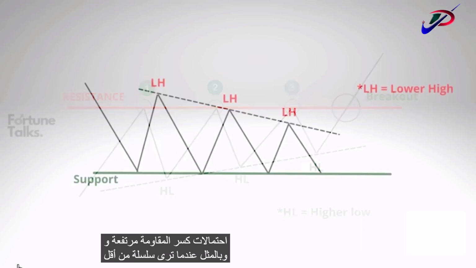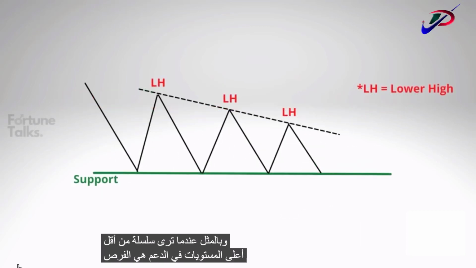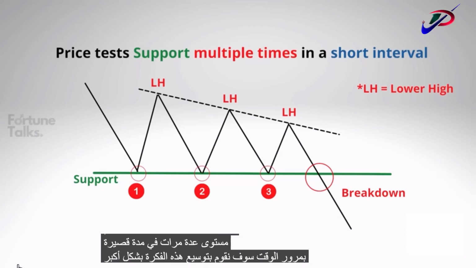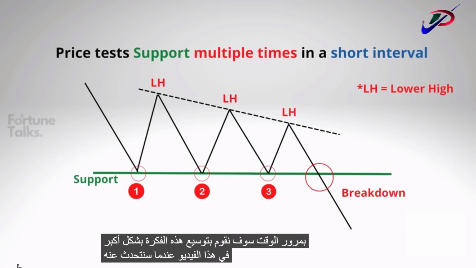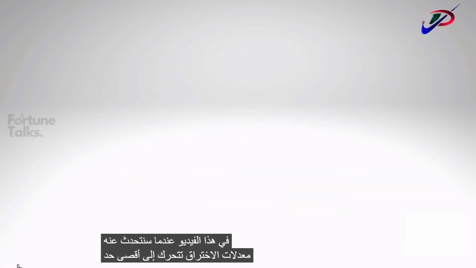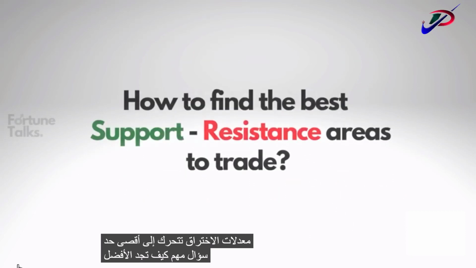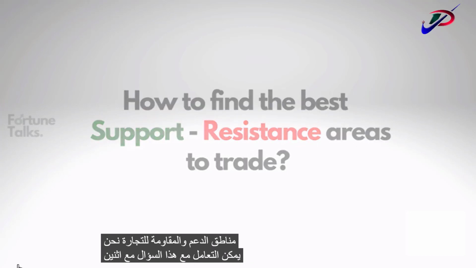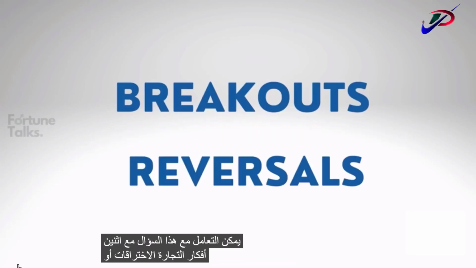And likewise, when you see a series of lower highs into the support, the chances are the support level is going to break. This is because the prices hit the support level multiple times in a short duration of time. We will expand this idea further in this video when we talk about breakout trades. Moving on to the most important question, how to find the best support and resistance areas to trade. We can approach this question with two trade ideas, the breakouts or the reversals. We will understand when one should take a breakout trade and when to take a reversal trade.